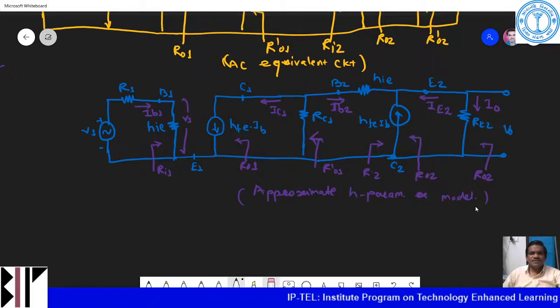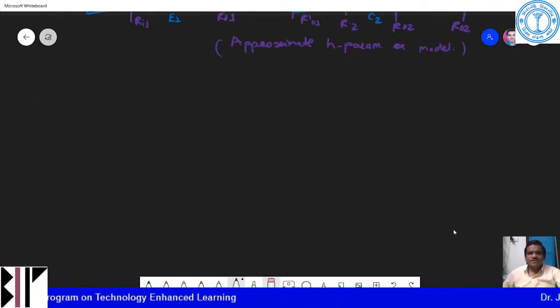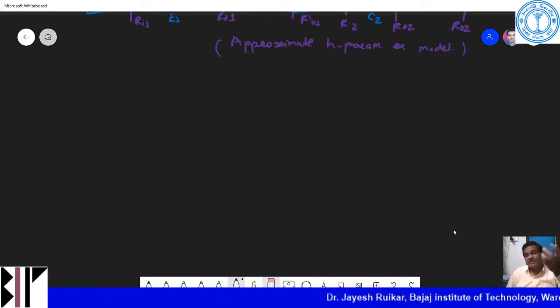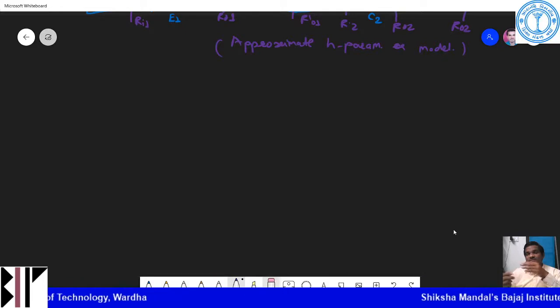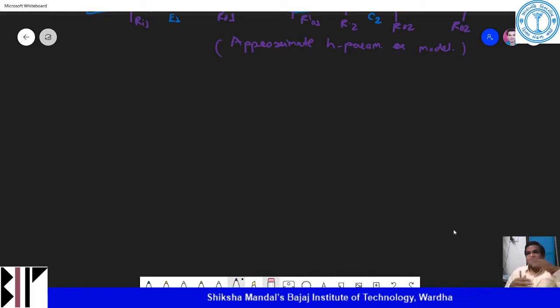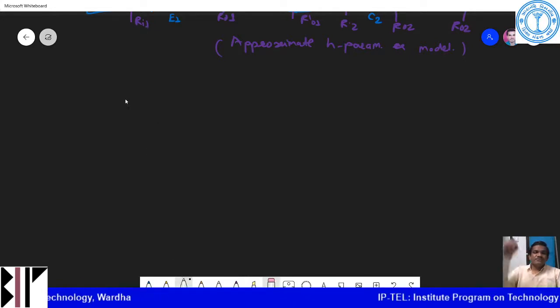Now there are calculations. The first calculation is the analysis of individual stages. In a multi-stage amplifier you have to go through the last stage first, because input to the second stage is nothing but output of the first stage. Here two stages are there, so we go to the second stage and do the analysis of the second stage.